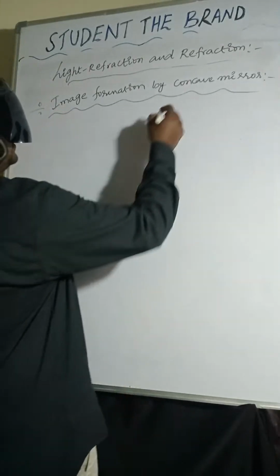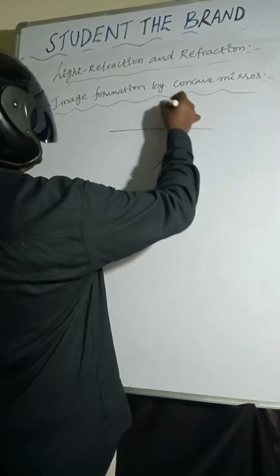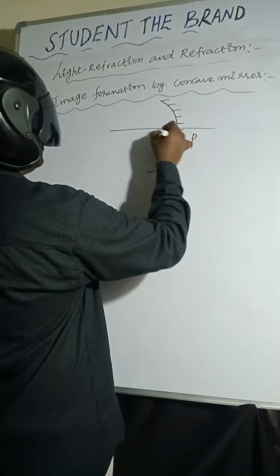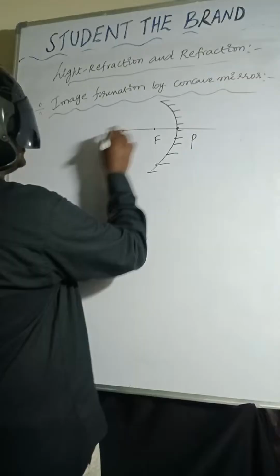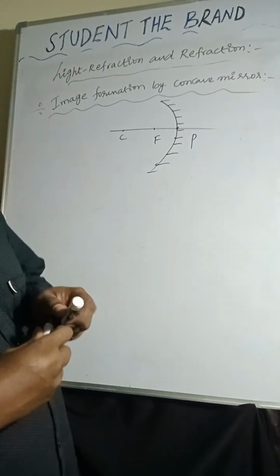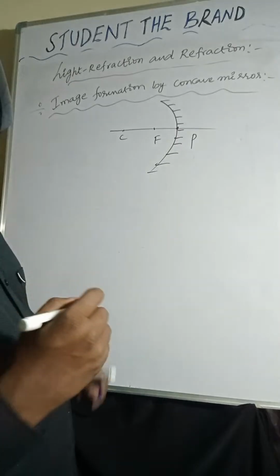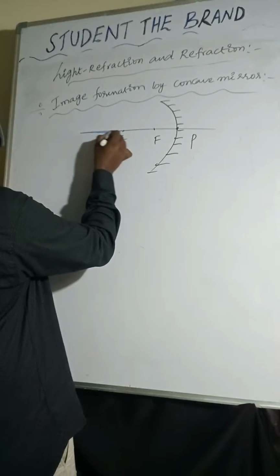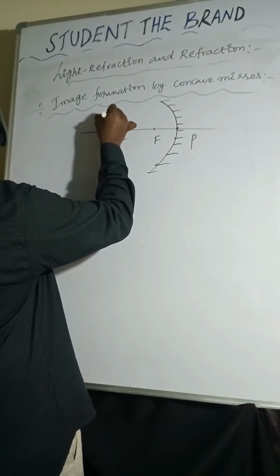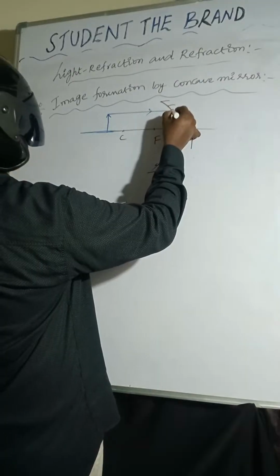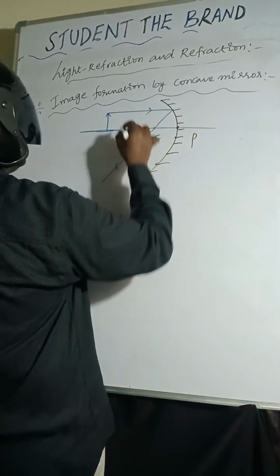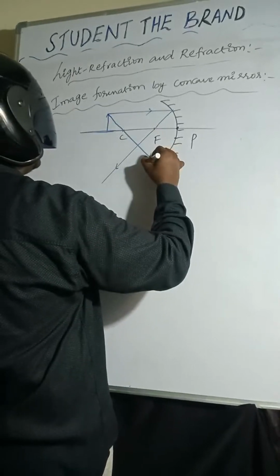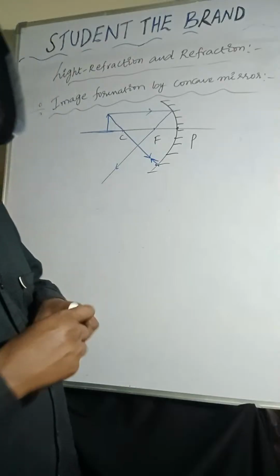So the object is placed beyond the center of curvature. This is the pole, focus, center of curvature. One light ray I am taking like this. After reflection it passes through focus. Another light ray passing through the center of curvature will be reflected back.